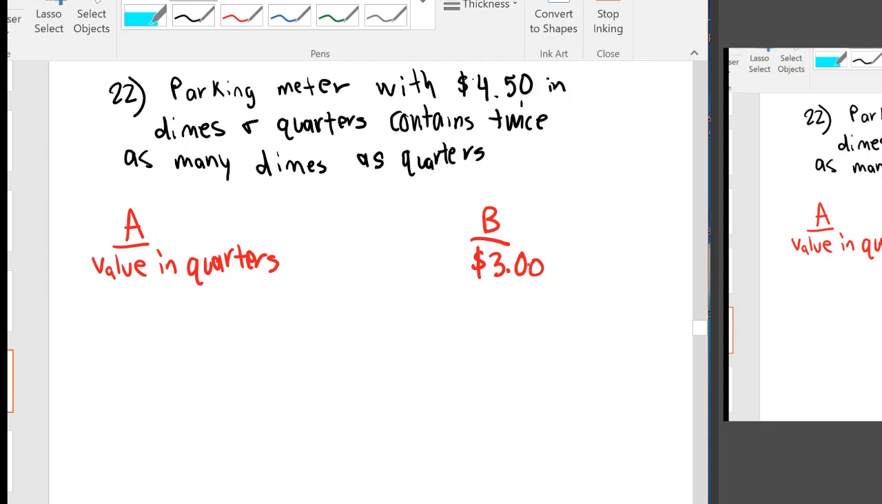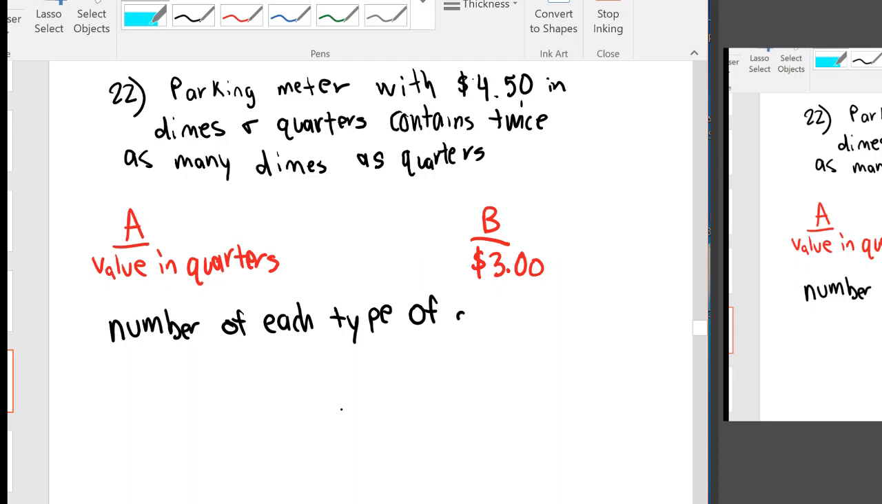First you need to understand that we're dealing with two coins here, dimes and quarters, and each of them has a value. But we're trying to find the number of each type of coin. So let's call the number of each type of coin x. But each of those coins has a value. So the value of a quarter is 25 cents, and there's x of those.